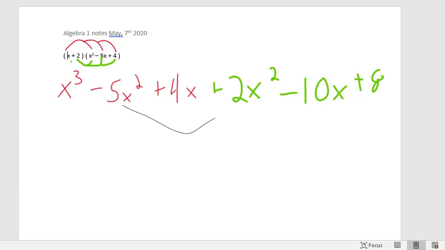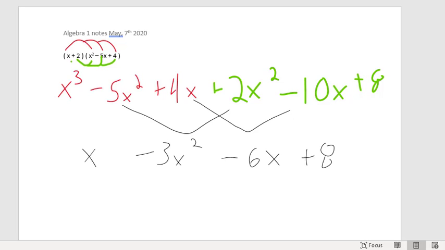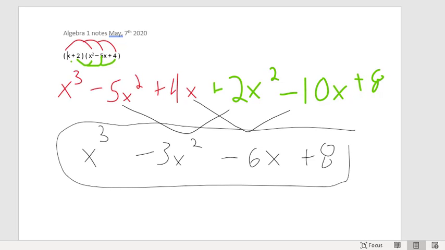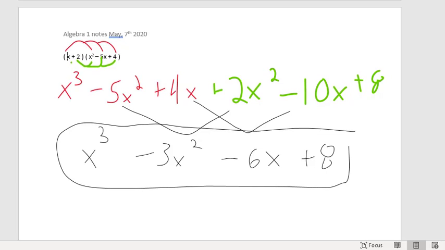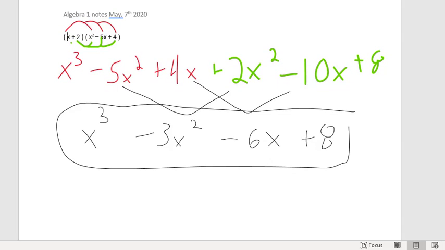Look for like terms, negative 5x squared and 2x squared, so that's minus 3x squared. We also have 4x and minus 10x, so that's minus 6x. Only one number by itself and only one x cubed term. So we should get the same answer either way. All right, there is a worksheet for you guys to work on with a few more practice problems.